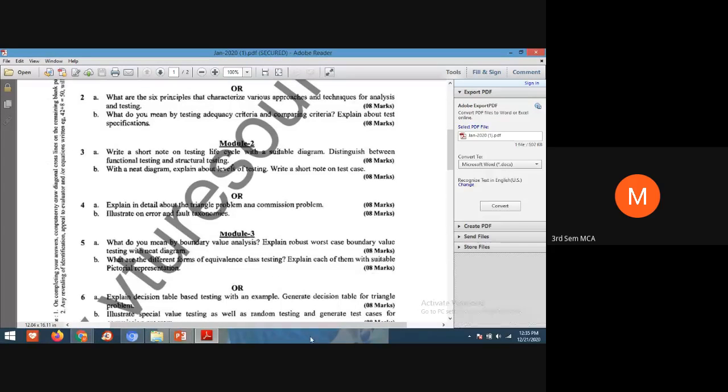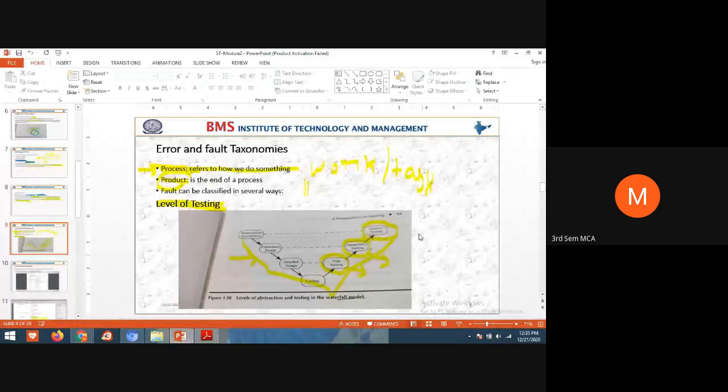Once again, I want to clarify in triangle problem. In triangle problem, here we are not going to find the area of a triangle. Here we just want to know whether the given triangle is isosceles, scalene, or equilateral triangle, or it is not a triangle. Here we are not bothering about the area of a triangle, whether the given triangle is equilateral, scalene, or isosceles, or it is not a triangle. So based on the condition, we are going to find that.